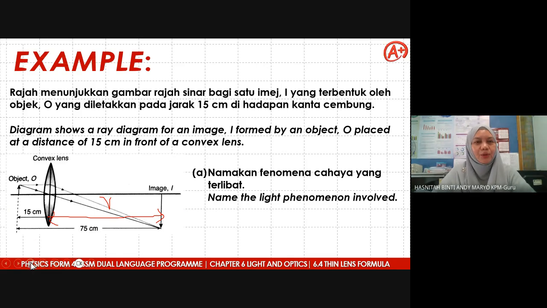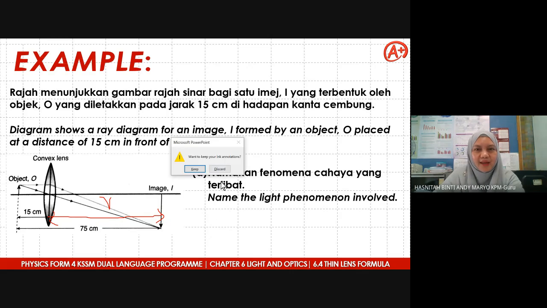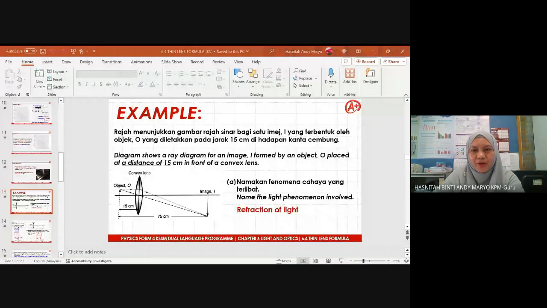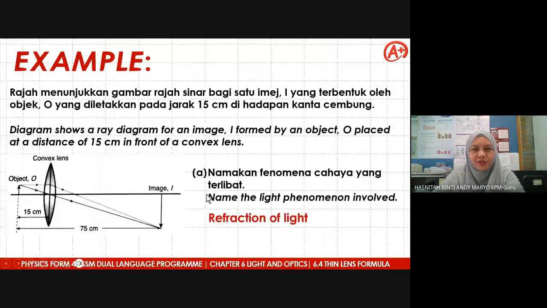Okay, so the question here asks, name the light phenomenon involved. Can you name the light phenomenon involved here, students? Is it reflection? Is it refraction? Which phenomenon? Let us see some answers. You may share your answer, type in the info messages. What do you say? Okay, so the phenomenon is refraction of light. Yes, the phenomenon involved for a lens is refraction of light.